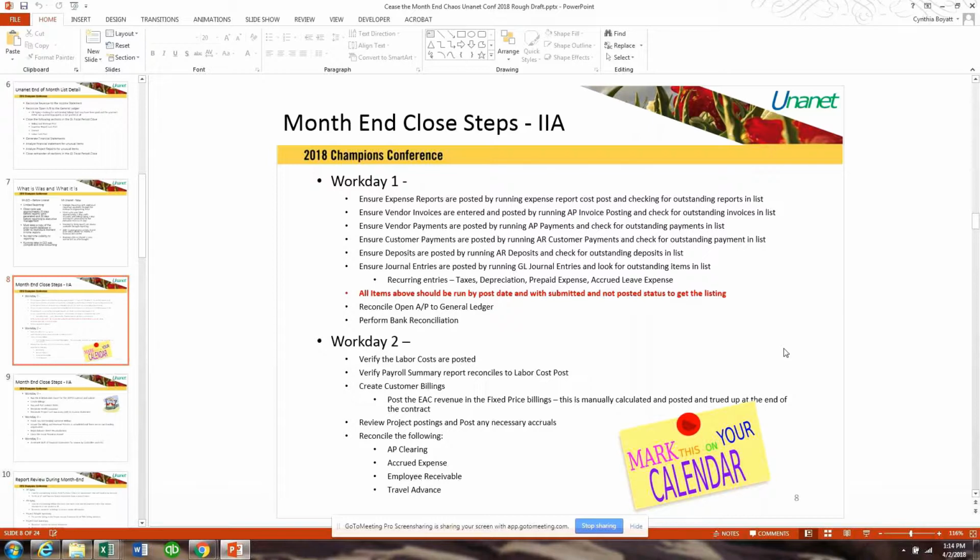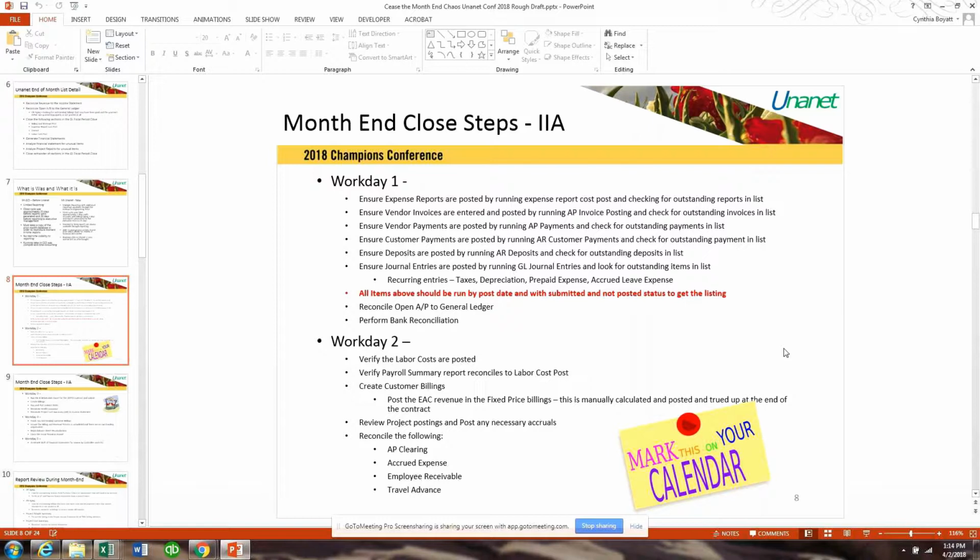And they can ensure that any corrections that were done during the month are also posted at this time. We also at that point verify the payroll summary report to the labor cost post, and we reconcile it to the JSR labor cost as well. We start creating our customer billings at this point. We can post our EAC revenue and our fixed price billings.